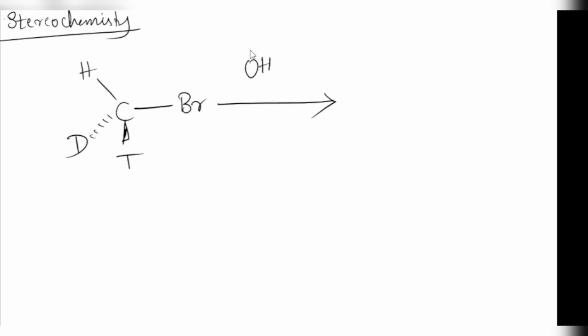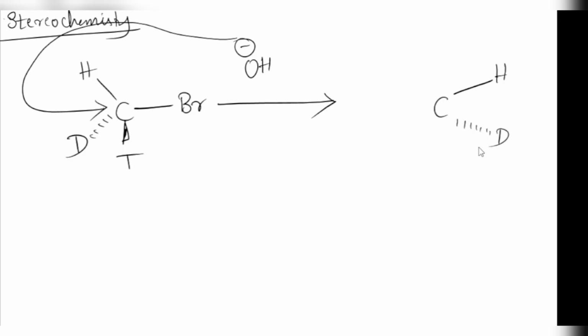For example, I will take a chiral carbon, that is hydrogen. Here deuterium I will take, here tritium I will take. This one is attached to a bromine atom. Then here I will add a nucleophile, that is hydroxide ion. Hydroxide ion will attack from the backside like this. Here I will end up with hydrogen, deuterium, and tritium, and here I will end up with OH.